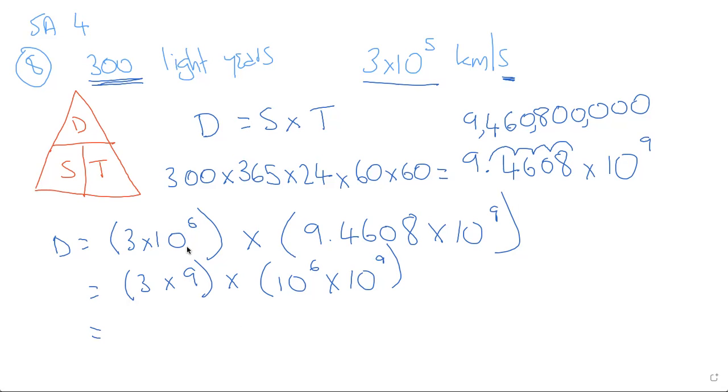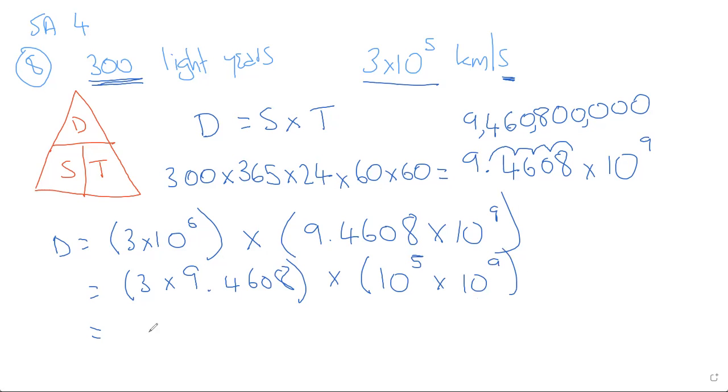So 3 times 9, obviously pretty, oh, sorry. Why did I write 9? It's not 9. It's a big giant number. Times 9.4608. There we go. That makes more sense, doesn't it? Times 10 to the 6. Nope, that's a 5. I can't read my own writing. Times 10 to the 9.